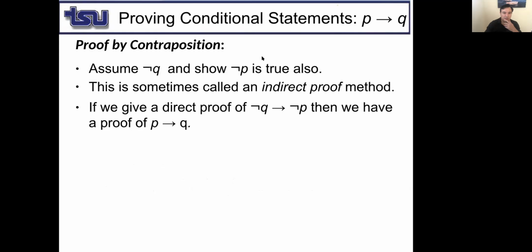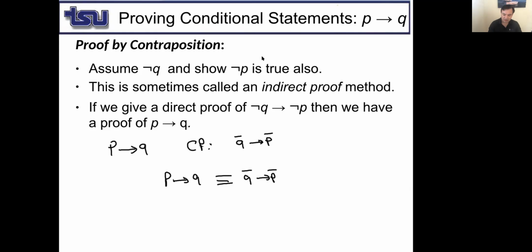So now we are going to talk about proof by contraposition. Well, if you recall, if we have p implies q, what was the contraposition of this? Not q implies not p. P implies q is logically equivalent to what? Not q implies not p, if you recall this. How do we show that?